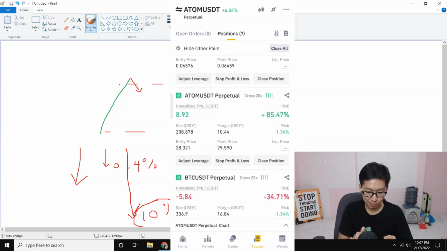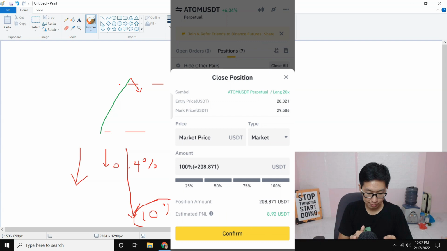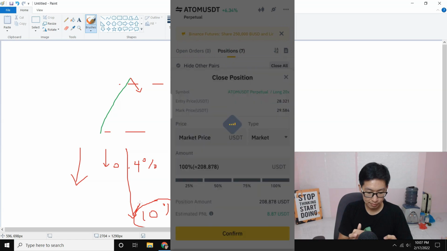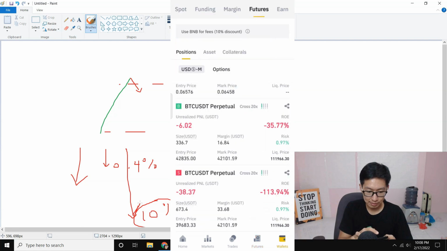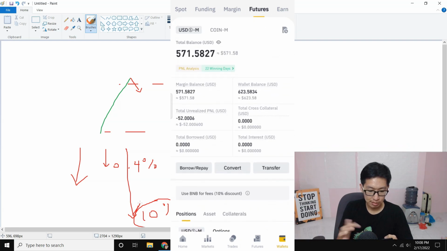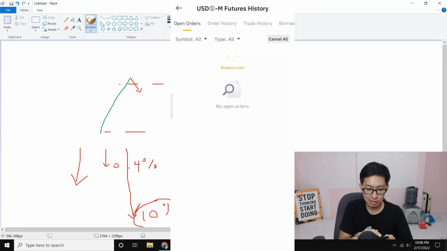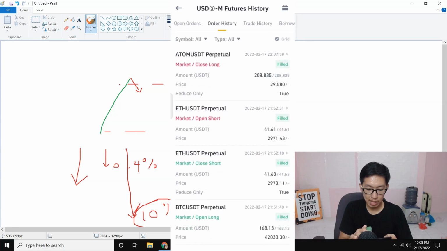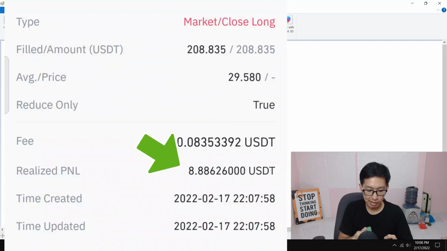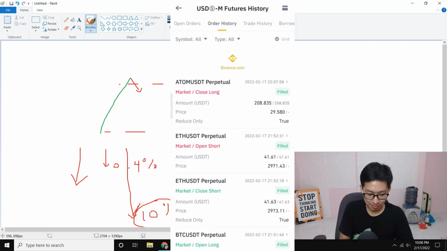Let me see my Atom. My Atom is making nice profit, guys. I can close the position here. Okay, I can just confirm, and success. I just made money and it will increase. If you see my wallet, where's my wallet? Okay, if you see my wallet at the top here, look at it. I just closed my Atom and this is done manually. So you can see our Atom, right? Realized P&L $8. Man, this is so fun. This is why I love futures, man.